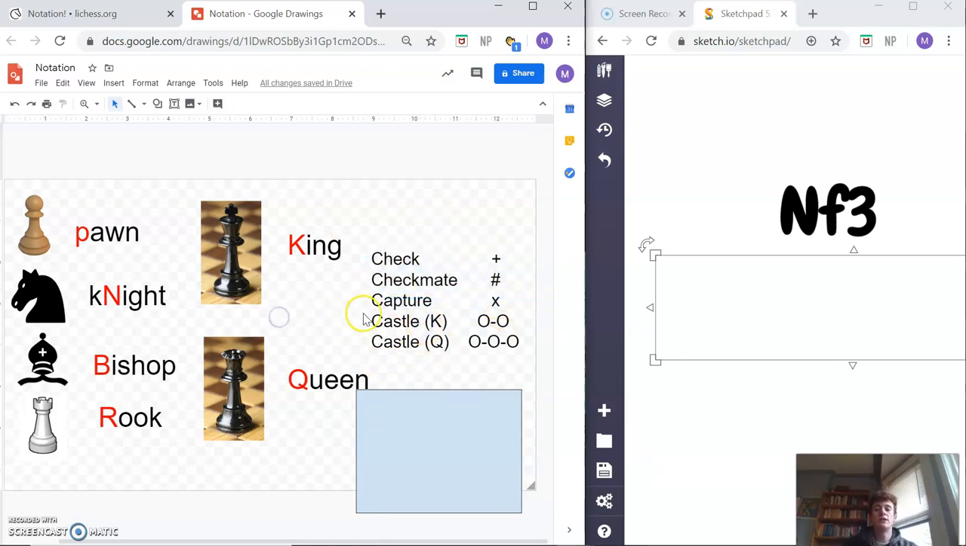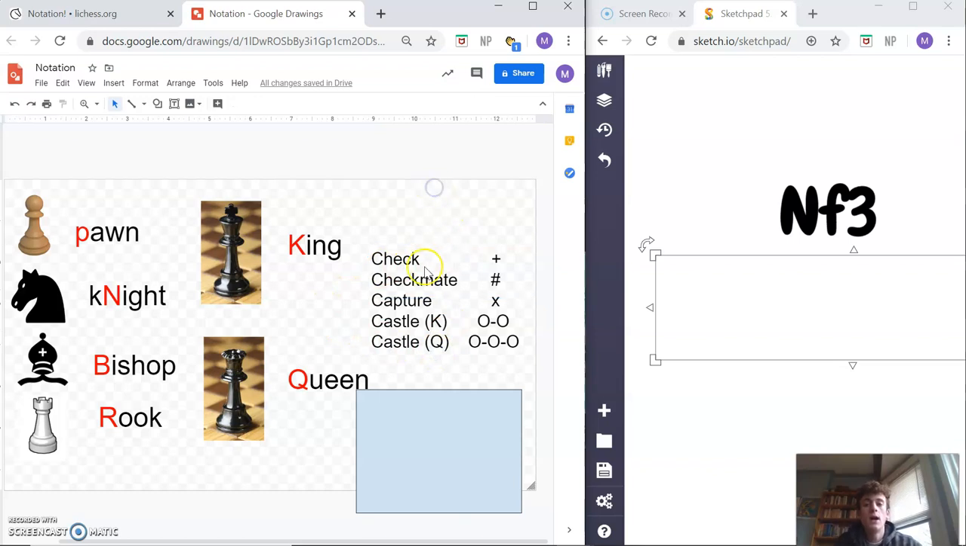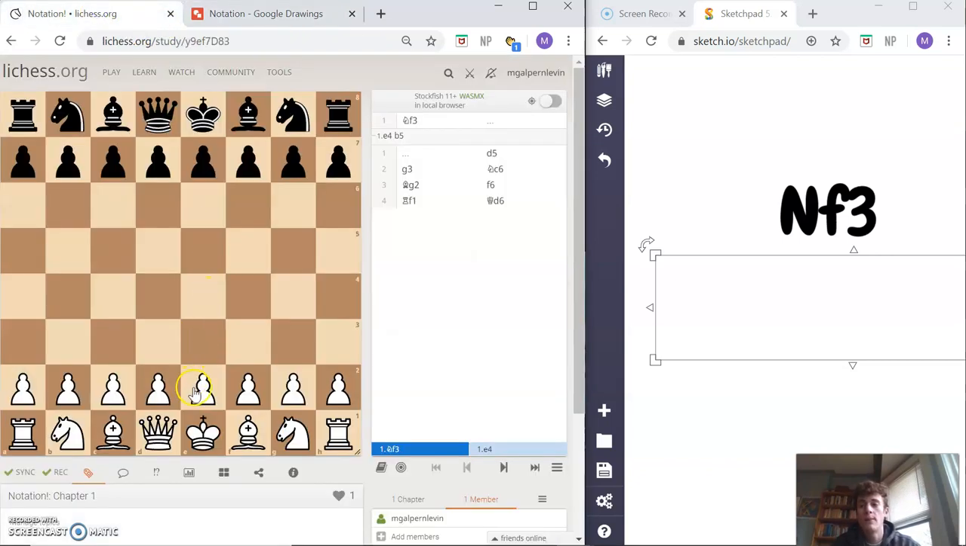So these are all symbols to explain what is happening in a game. Castles king side and castles queen side are moves. These are explaining more about what is specifically happening in a game. So check, we are just going to have a plus symbol. And you might be saying, where does that plus symbol go?